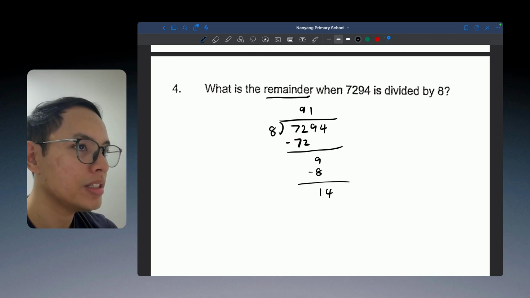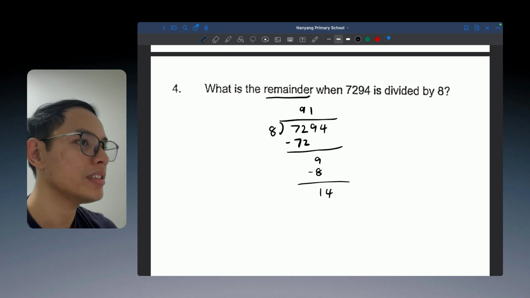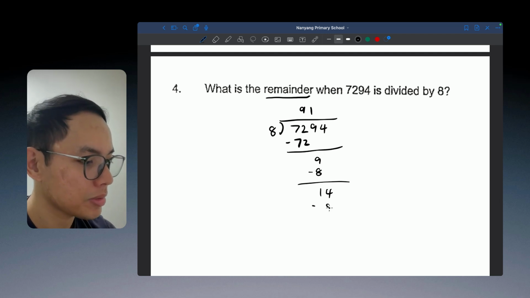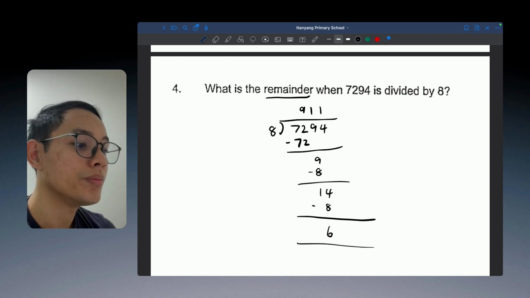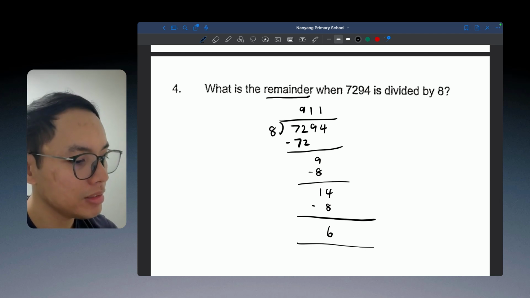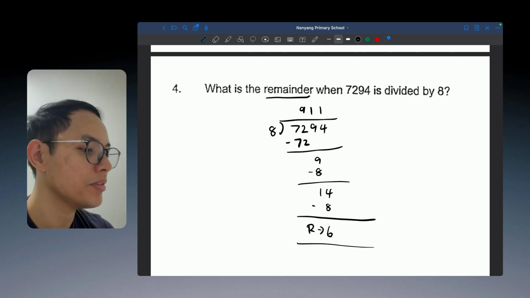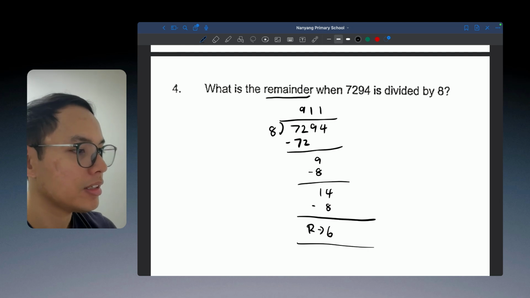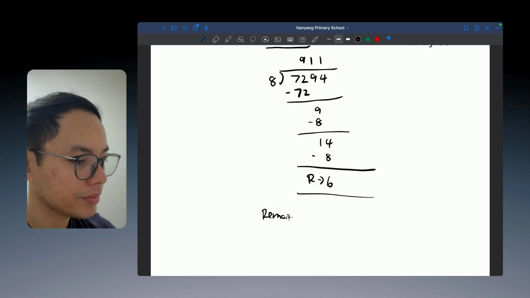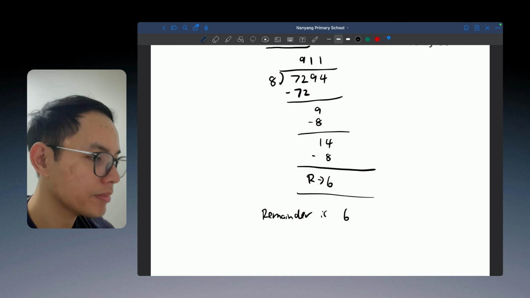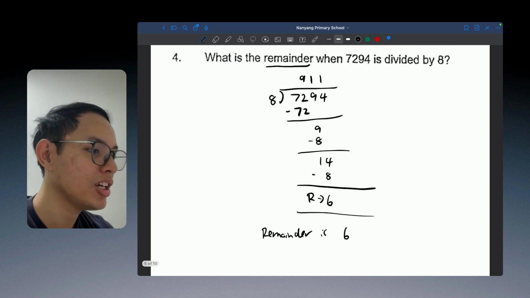Okay, so 14, is there any other number closest to 14? Multiples of 8 are 8, 16. 16 cannot, right? So you only can minus 8. That's what you see over here, right? So this is 1 as well. So this will give you 6. So what is the remainder for this? Remainder is 6, right? This is the remainder, or you can write it down. Write down remainder is 6. There you go. That's it. That is how you get the remainder.